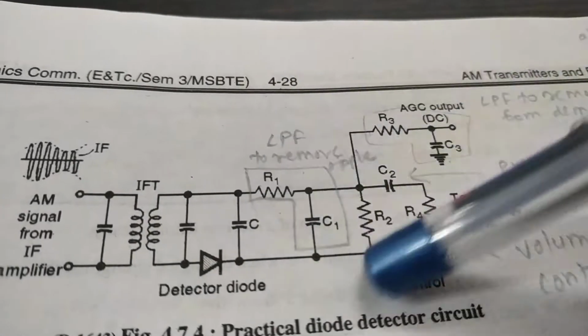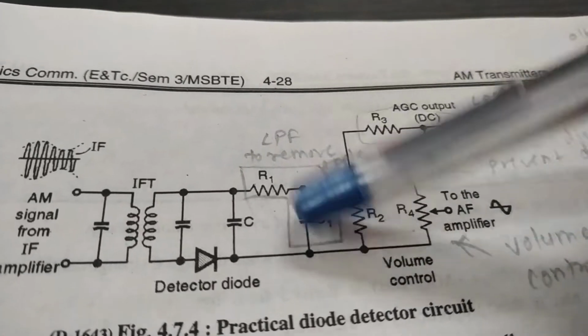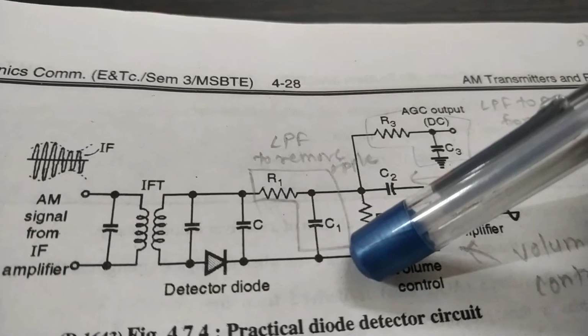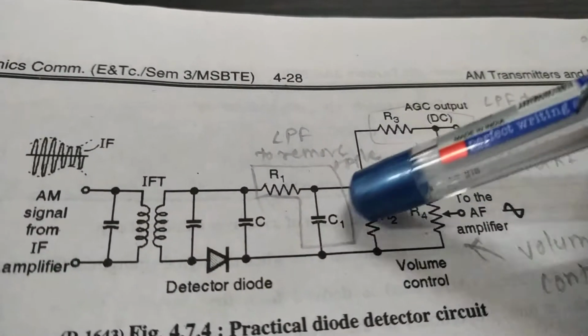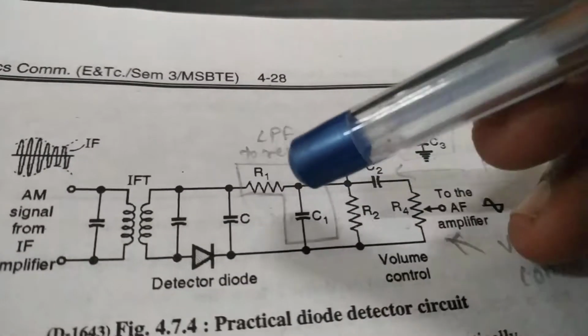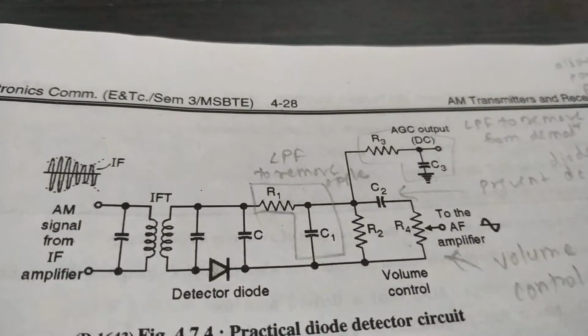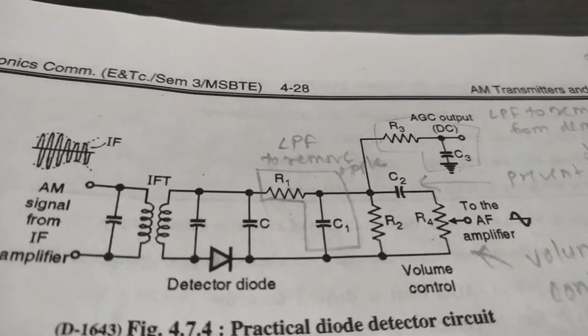When you demodulate the signal, you should first remove the ripple. And how can we remove the ripple? We can use the LPF circuit, that means low pass filter circuit, and the combination of this low pass filter circuit is R1 and the C1. Okay, so R1 and the C1 we use here to remove the ripple.